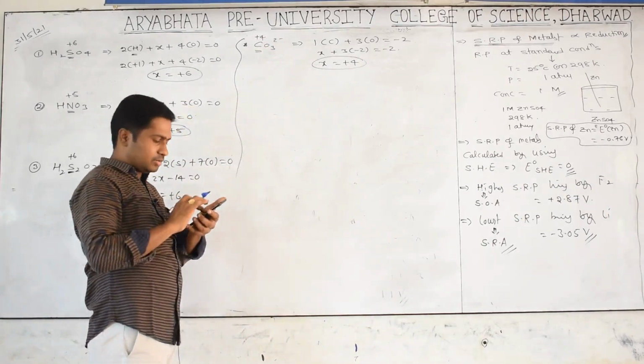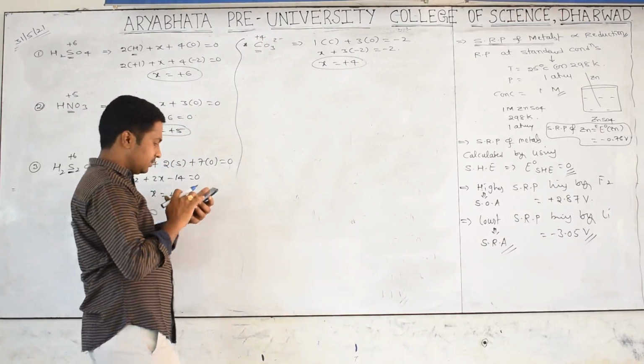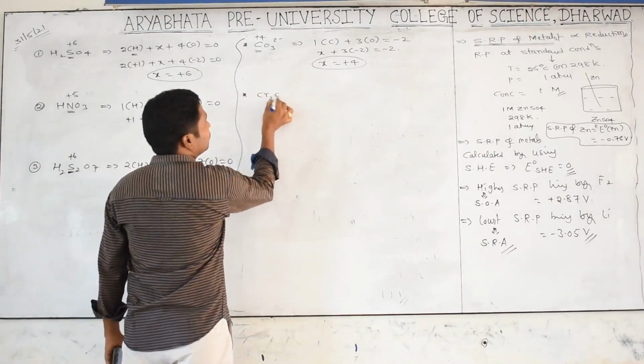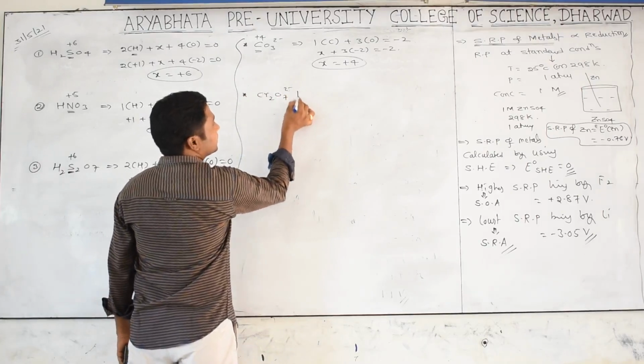Like this, I will tell you some examples, so you can understand. And for example, you have Cr2O7 2-.